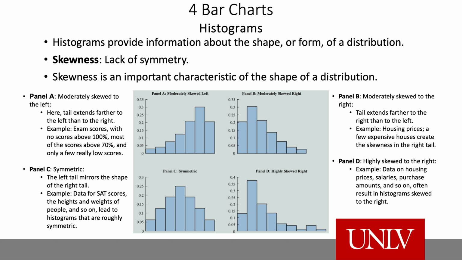Panel D shows a histogram highly skewed to the right. This histogram was constructed from data on the amount of customer purchases in one day at a woman's apparel store. Data from applications in business and economics often lead to histograms that are skewed to the right. For instance, data on housing prices, salaries, purchase amounts, and so on often result in a histogram skewed to the right.